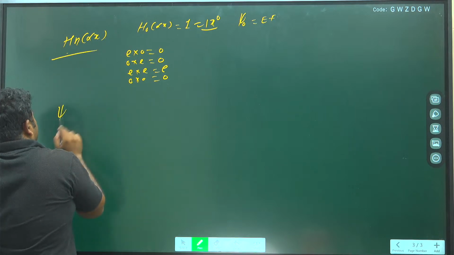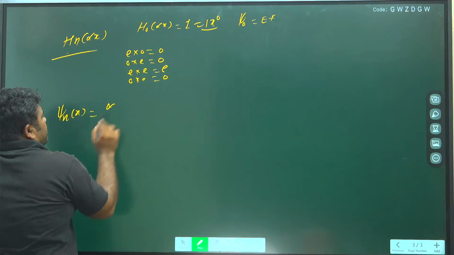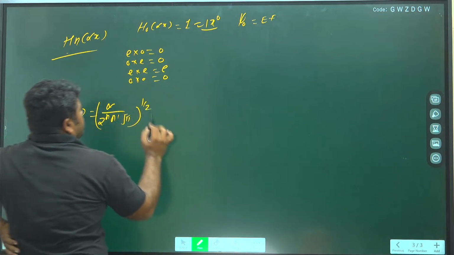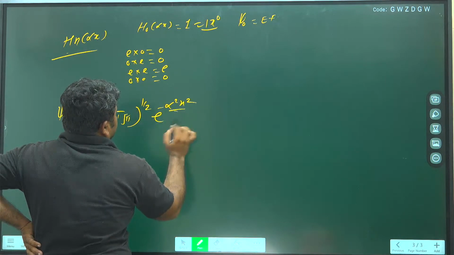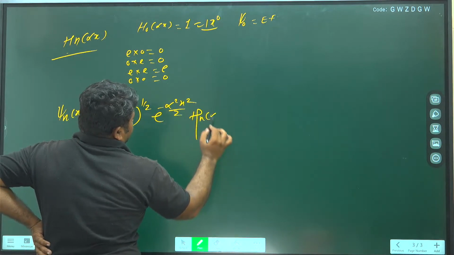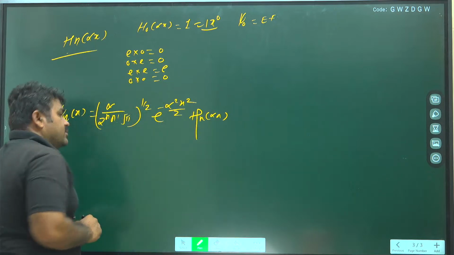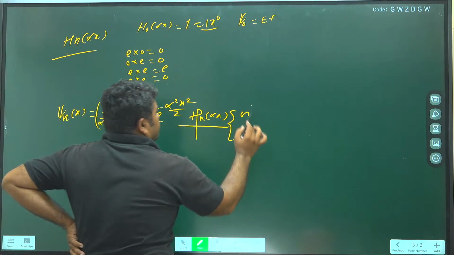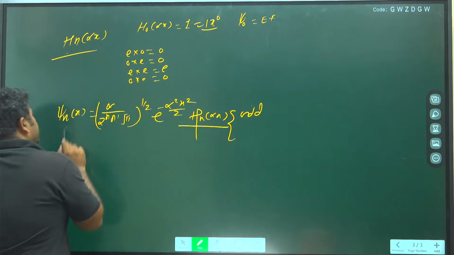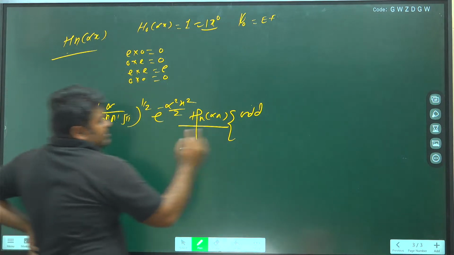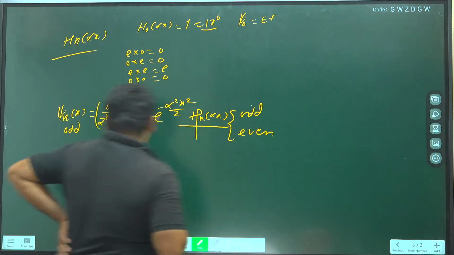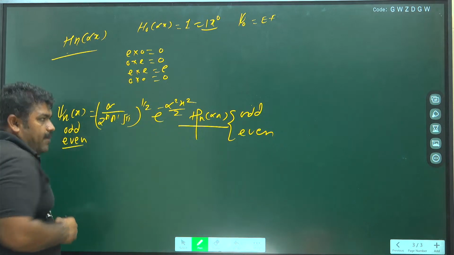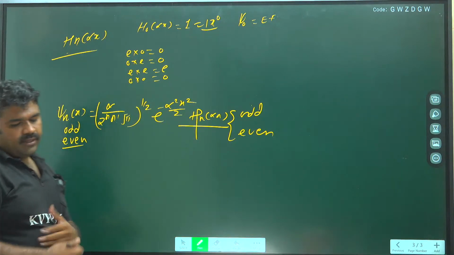Now, do you understand? Psi of x wave function is equal to how much? Alpha upon 2 to the power n factorial root pi, bracket, is equal to how much? 1 by 2, e to the power minus alpha square x square upon 2, into Hn of alpha x. If Hn of alpha x is odd, then this function is also odd. Now, if this Hermite polynomial is even, then psi total is also even. Clear it? Okay. This total depends upon the Hermite polynomial.